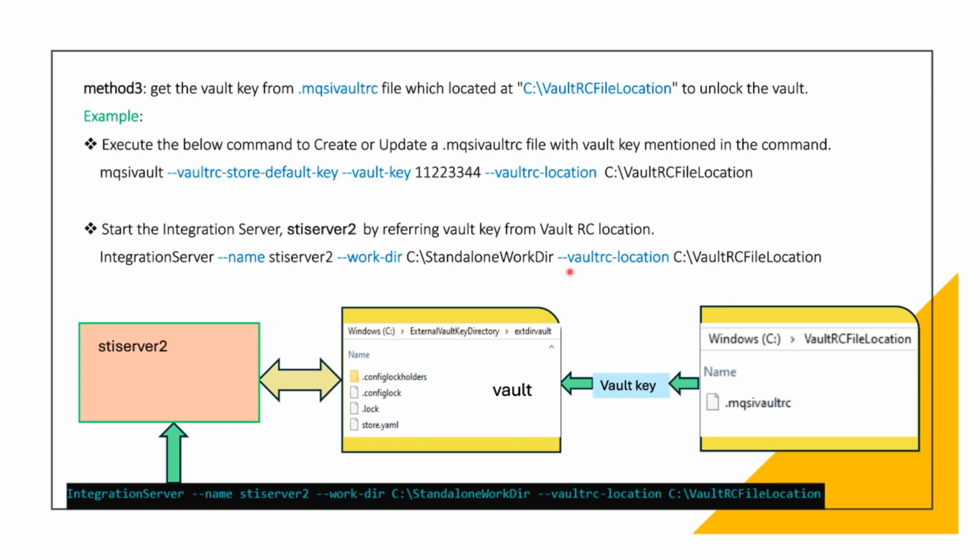Then we will run this command to start the integration server. Here you can see the vaultrc location we provided here. It fetches the .mqsivaultrc file from this location, and gets the vault key that is used to unlock this vault. Then this server gets started. Now let's see this.